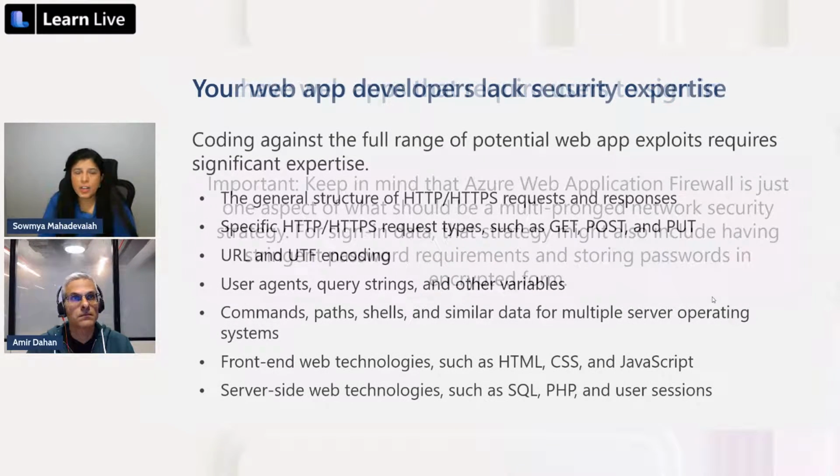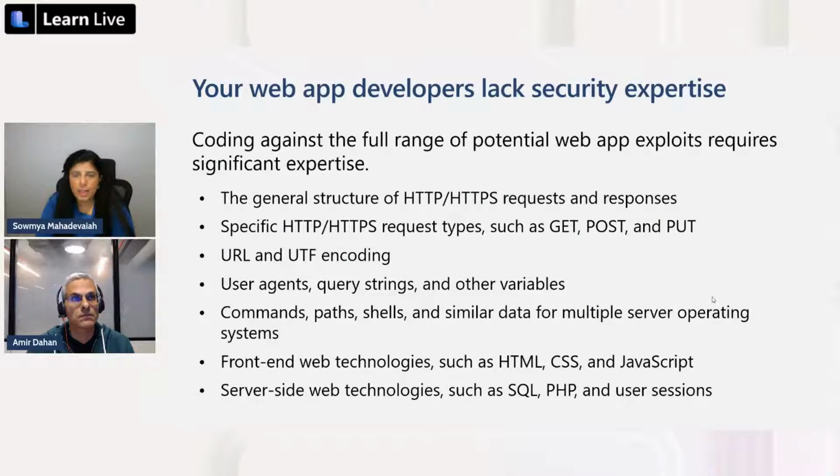One more scenario is that your team does not have security expertise. It requires a lot of security expertise to understand the structure of HTTPS requests, how the various exploits occur, and how the HTTPS request is exploited. You may need to know query strings, user agents. You may also need to understand front-end and server-side technologies. That is when it makes sense to have an Azure WAF, because the Azure WAF team is backed by 8,500 security experts, and we have rules that are constantly developed against different new exploits coming up. So it makes sense to have a WAF in such scenarios.